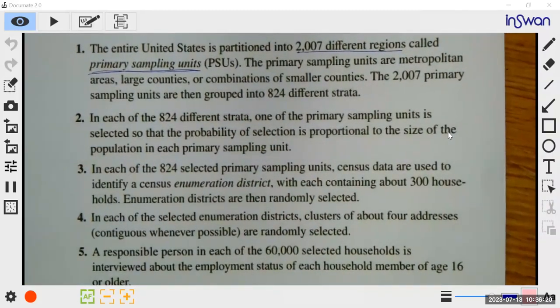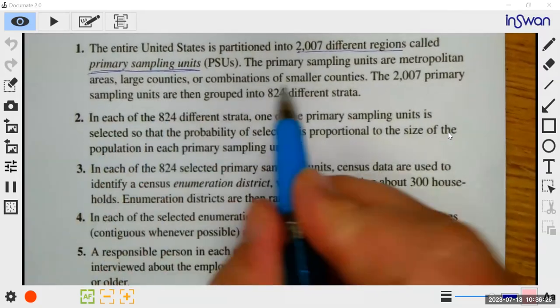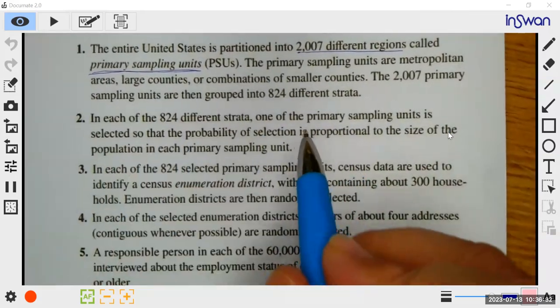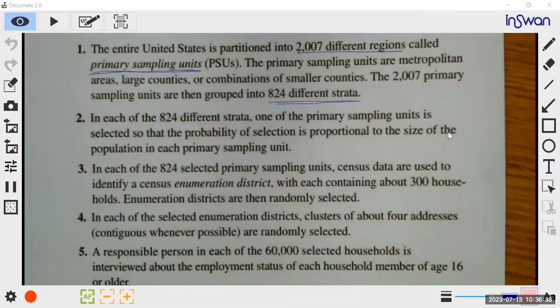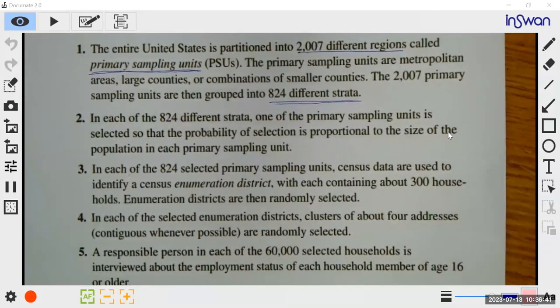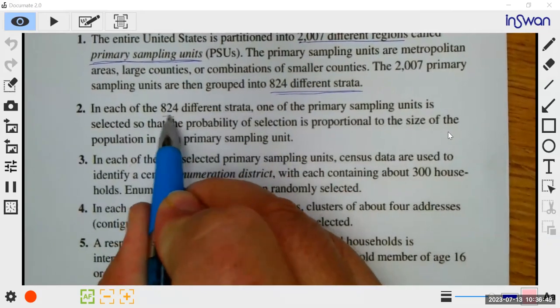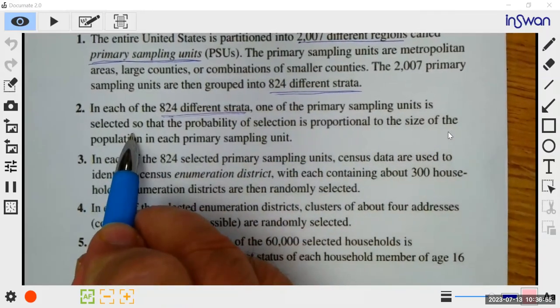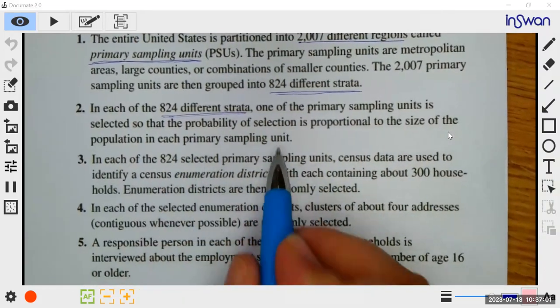You didn't know that, did you? The primary sampling units are metropolitan areas, large counties, combinations of smaller counties. So the 2007 primary sampling units are then grouped into 824 different strata. Wow. I mean, who ever thought about this? Each of the 824 different strata, in each of them, one of the primary sampling units is selected so that the probability of selection is proportional to the size of the population of each primary sampling unit.